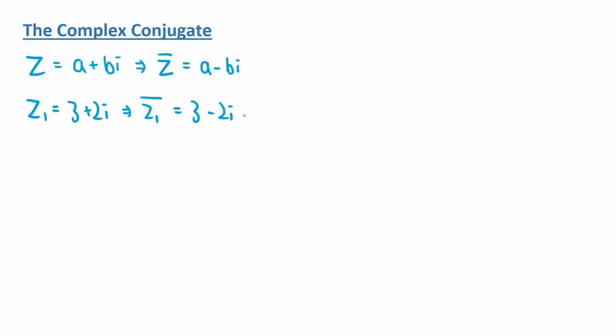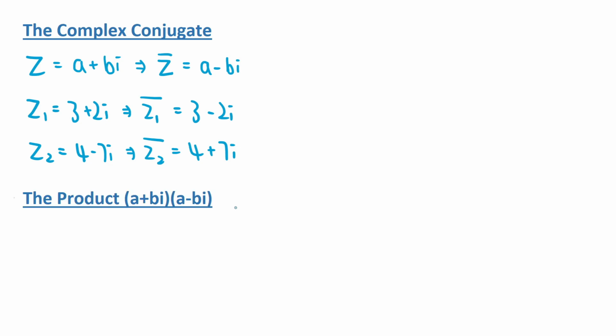Notice how we simply inverted the sign before the imaginary part from positive to negative. If we have something like z2 equals 4 minus 7i, then z2 bar is equal to 4 plus 7i. Since the original complex number had a negative sign in front of the imaginary part, after we invert the sign, the conjugate would have a positive sign in front of the imaginary part. So let's consider what happens when we multiply a complex number with its conjugate. So suppose z equals a plus bi.